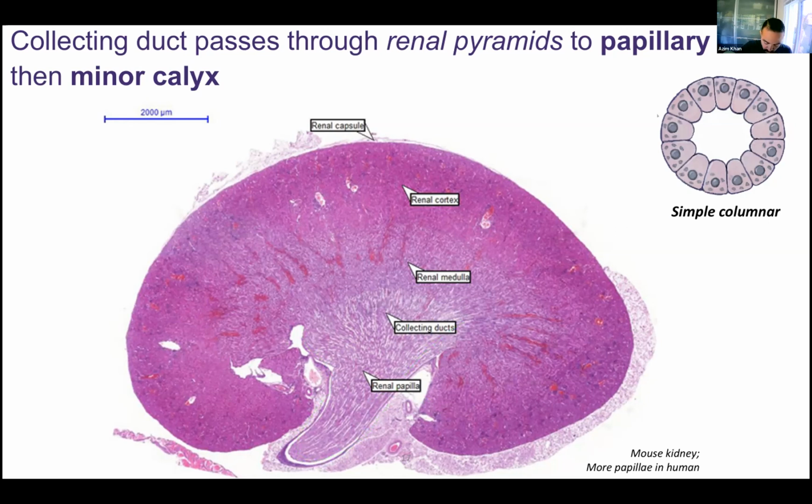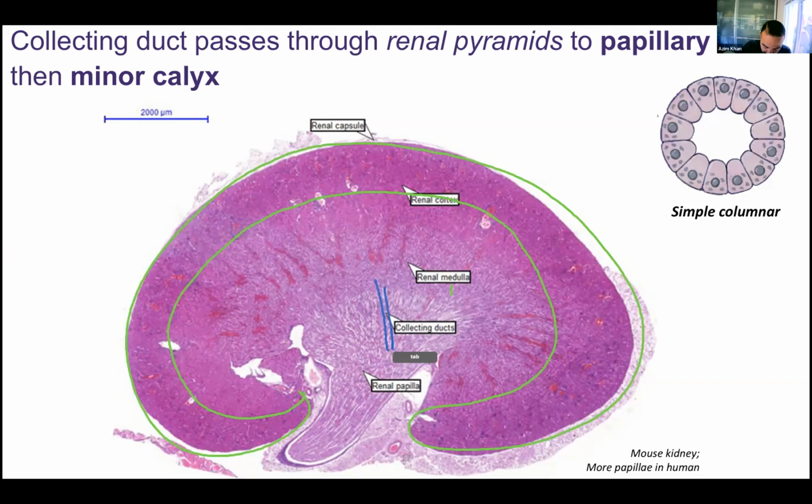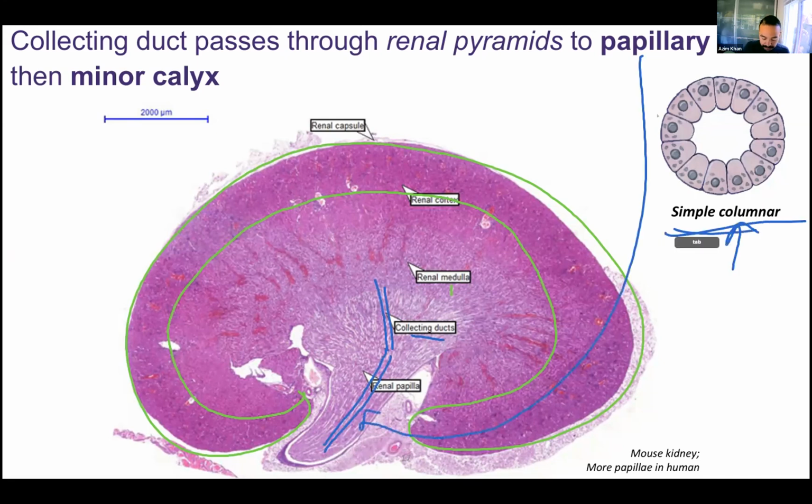Here is our renal cortex. Deeper is our renal medulla. You can see collecting ducts. And within the papilla, we have papillary ducts. And papillary ducts, again, are simple columnar. We drain the urine to the minor calyx, then to the major calyx, renal pelvis, ureter, urinary bladder, out the urethra.